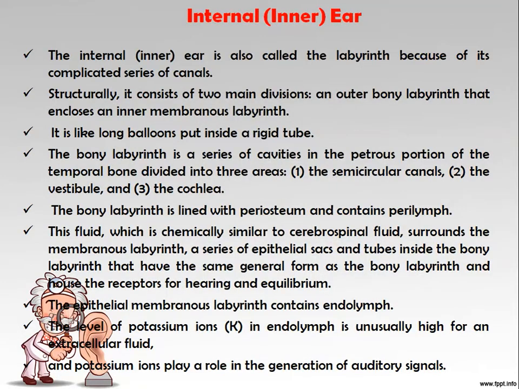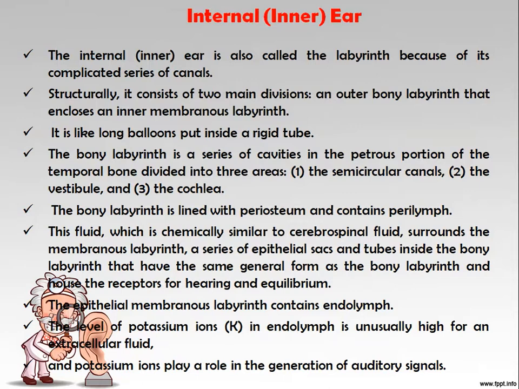Next one is the internal or the inner ear. The internal or the inner ear is also called the labyrinth because of its complicated series of canals. Structurally, it consists of two main divisions, an outer bony labyrinth that encloses an inner membranous labyrinth. It is like long balloons put inside a rigid tube.